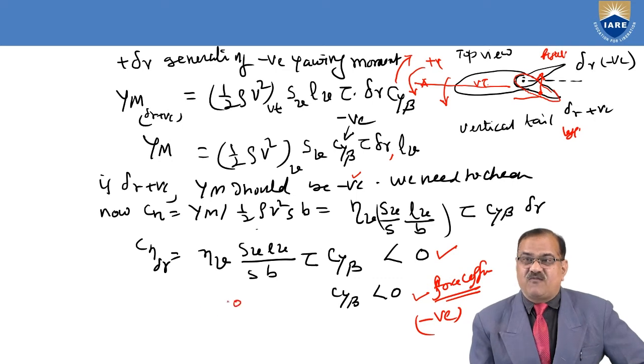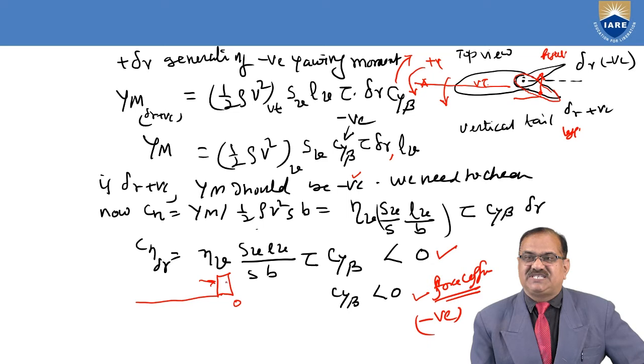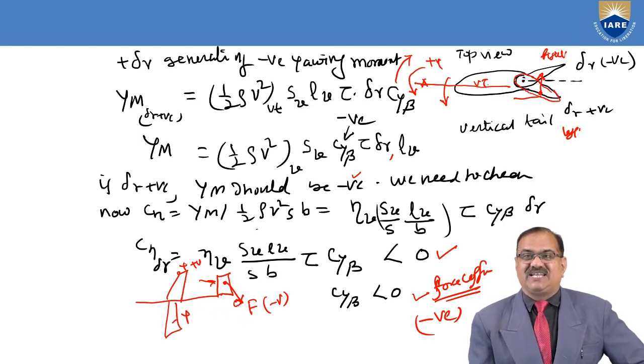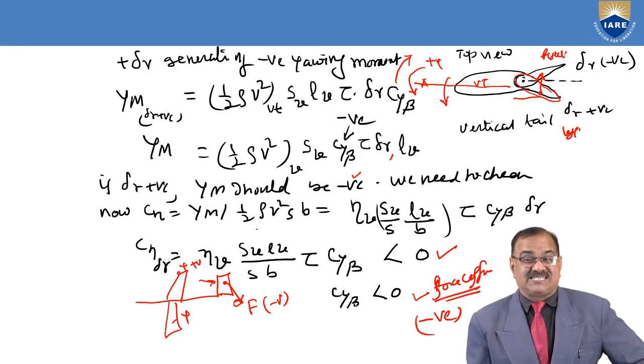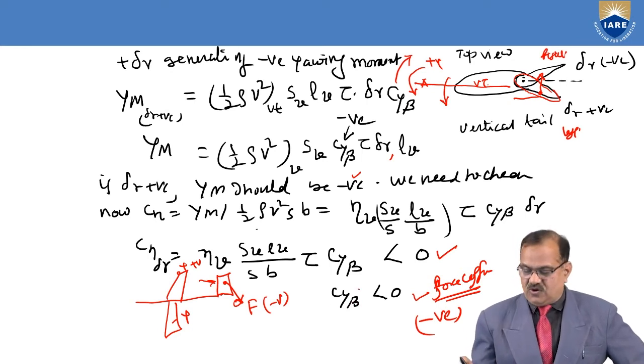So the force which is acting on this vertical tail due to this beta, this force direction is negative. Because we have assumed this Y is positive, this side, opposite to the positive Y, is negative Y. So the force acting here is negative, and so this C_Yβ will be negative. Okay, that is the point.